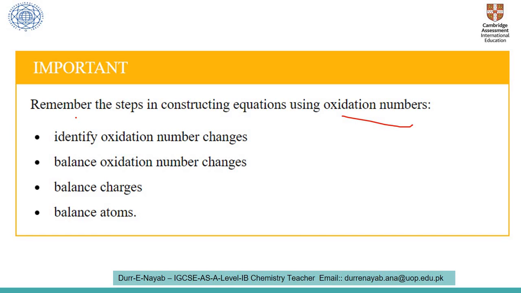You have to first identify the places where oxidation is happening. Now in the second step, you can see over here, the oxidation number changes. Then you have to balance that change in the oxidation number. Then you have to balance the charges, and then you have to balance the atoms. Now these are the four main important points while balancing the chemical equation using the oxidation number.